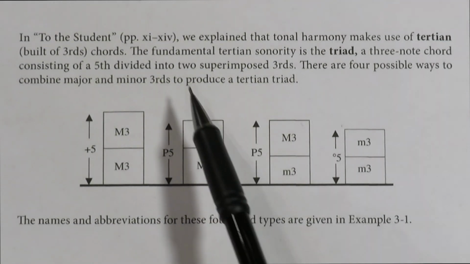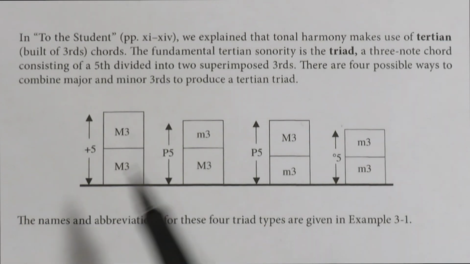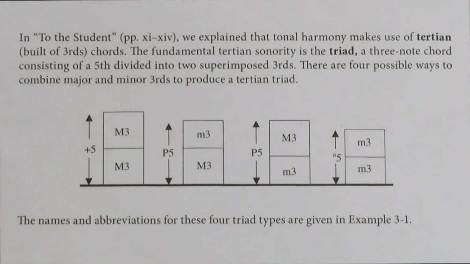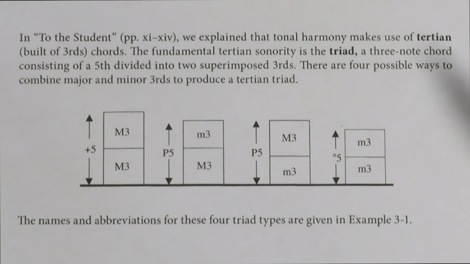Let's start. We have a little explanation here, a breakdown, and that's on page 38 of the textbook. So let's go through it. Tonal harmony makes use of tertian chords, chords built of thirds. The fundamental tertian sonority is the triad, a three-note chord consisting of a fifth divided into two superimposed thirds.